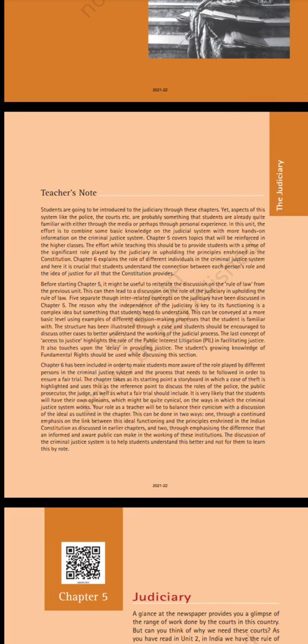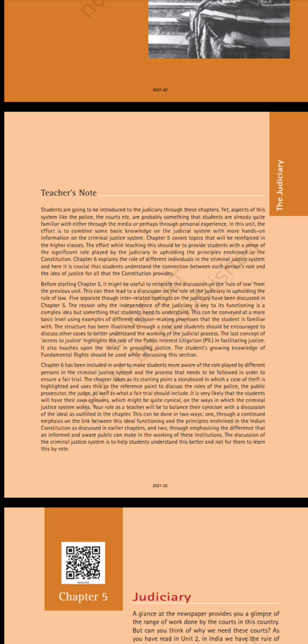Chapter 6 has been included in order to make students more aware of the role played by different persons in the criminal justice system and the process that needs to be followed in order to ensure a fair trial. The chapter takes as its starting point a storyboard in which a case of theft is highlighted and uses this as the reference point to discuss the roles of the police, the public prosecutor, the judge, as well as what a fair trial should include.